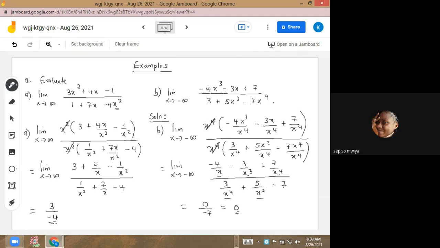The x to the power 4 in the denominator has cancelled the x to the power 4 in the numerator. So the x to the power 3 over x to the power 4 are facing each other. They have to deal with each other.